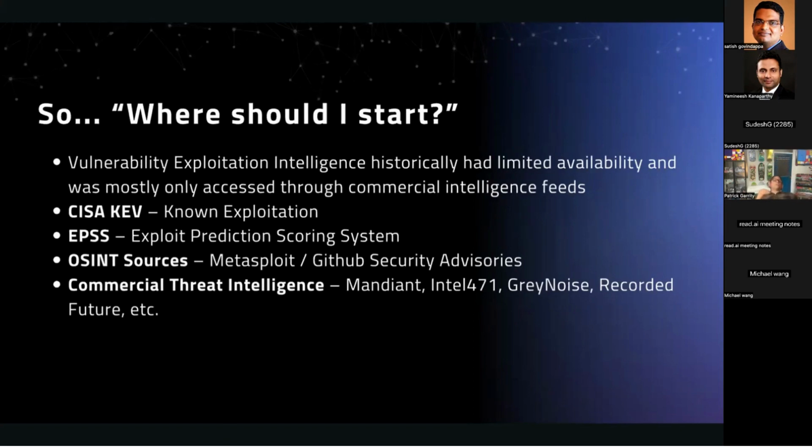So there are many different sources. Like known exploitation, CISA KEV. The exploit prediction scoring system is predicting the future, right? The next 30 days, whether something has a high probability of being exploited. You have OSINT sources like Metasploit and GitHub, which actually are incorporated into EPSS in some ways, and then commercial threat intelligence. And we always want to encourage people: the more sources you use, making sure you understand how they work, is valuable.